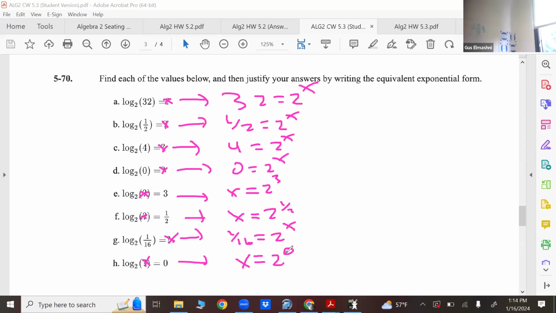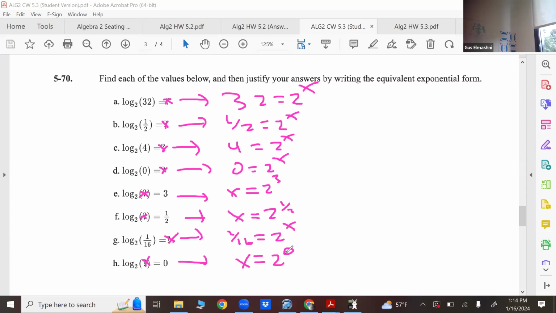You guys see what I just did every time? Where did the subscript go? The subscript went to the other side, right? And where did it get raised to? Whatever was on the other side. What happened to what's in the parentheses? It stayed where it was: 32, 1/2, 4, 0, x, x, 1/16, x. Whatever was inside the parentheses stayed where it was. Whatever the subscript was moved over, and got raised to that power.